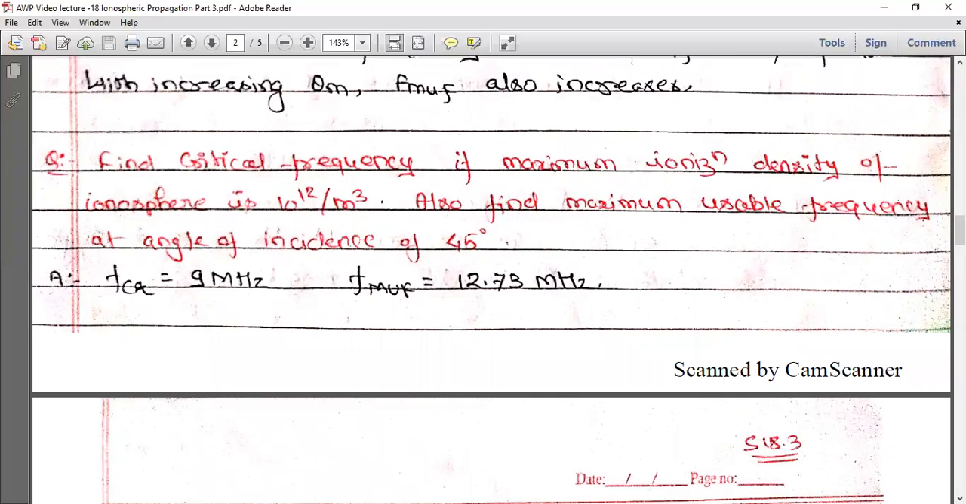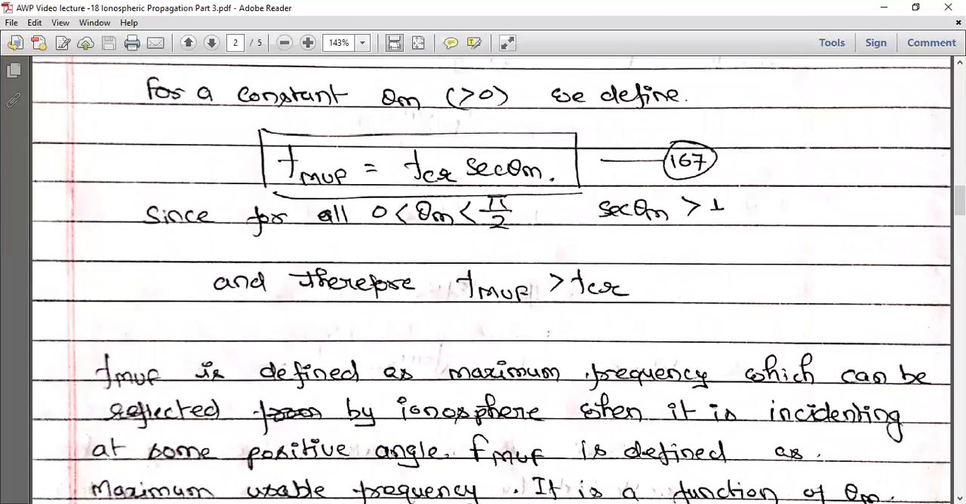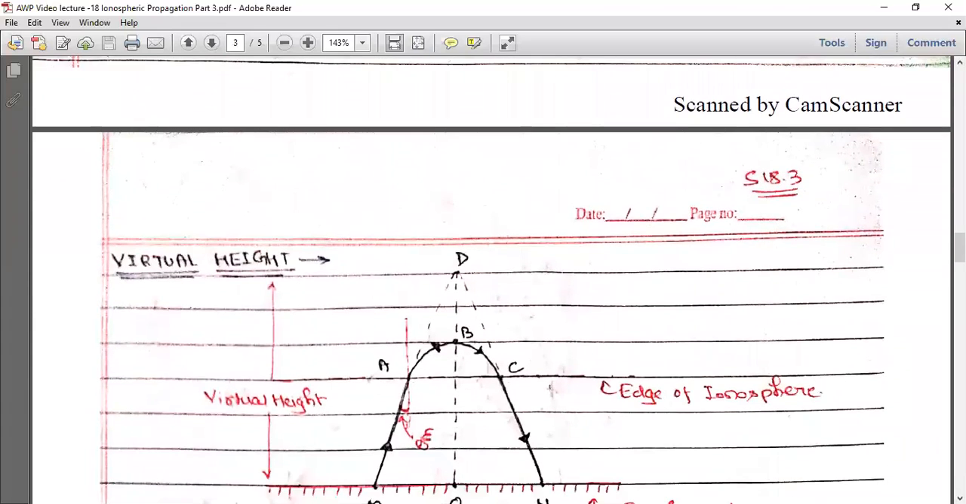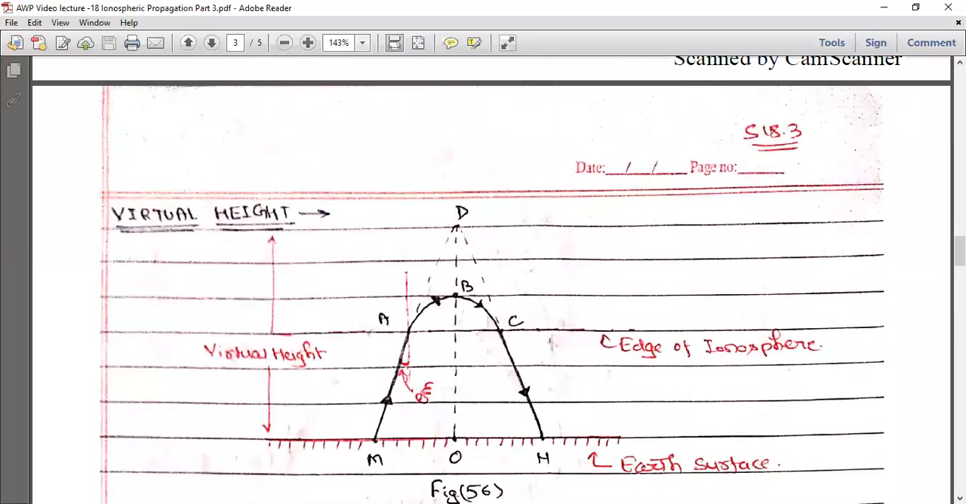So how can we find that? We have derived equation number 167. The maximum usable frequency is given by the critical frequency times sec theta. Substituting the quantities here, we easily find that f MUF is 12.73 megahertz. Please go through this example. Next concept.